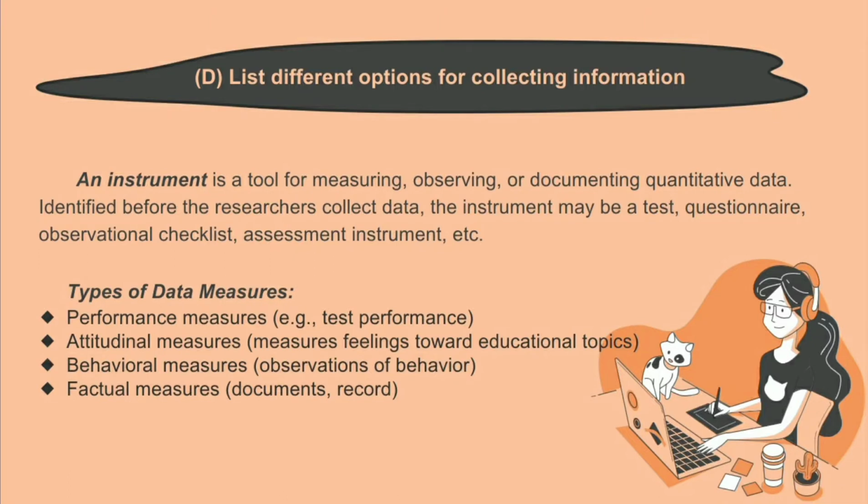The next is list different options for collecting information. An instrument is a tool for measuring, observing, and documenting quantitative data. To collect information, you need to take data measures. There are 4 types of data measures: performance measures, attitudinal measures, behavioral measures, and factual measures.